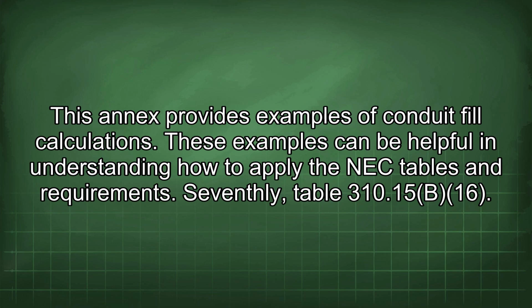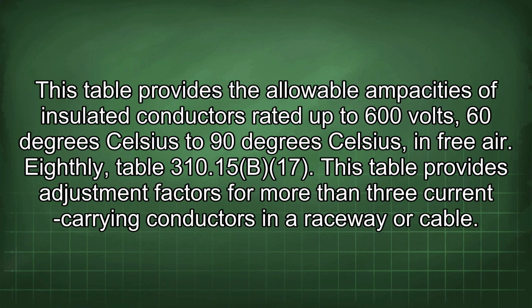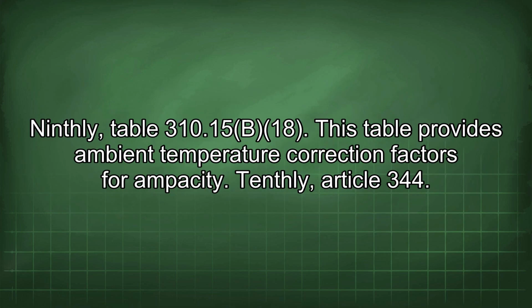Seventhly, Table 310.15(B)(16). This table provides the allowable ampacities of insulated conductors rated up to 600 volts, 60 degrees Celsius to 90 degrees Celsius in free air. Eighthly, Table 310.15(B)(17). This table provides adjustment factors for more than 3 current carrying conductors in a raceway or cable. Ninthly, Table 310.15(B)(18). This table provides ambient temperature correction factors for ampacity.